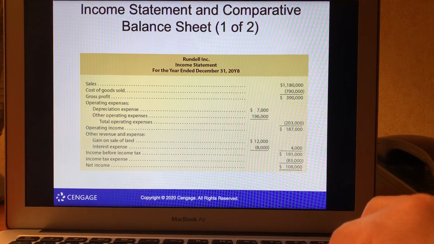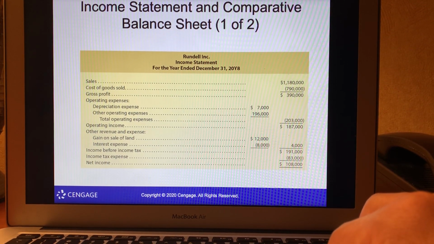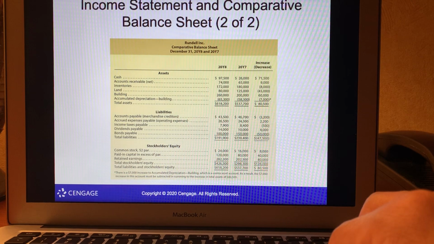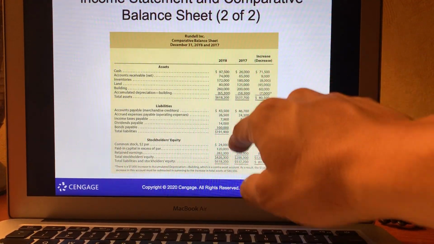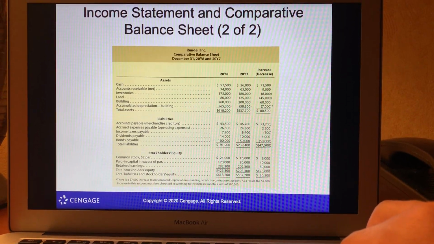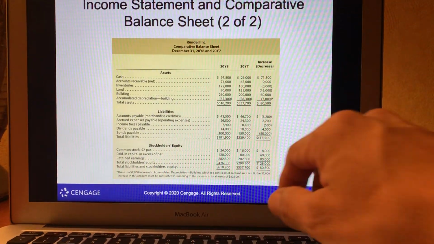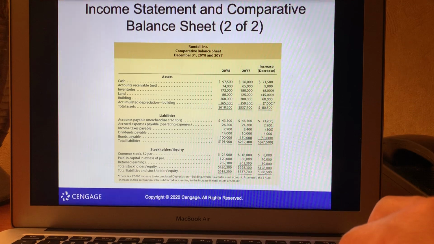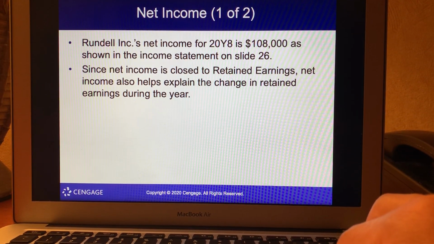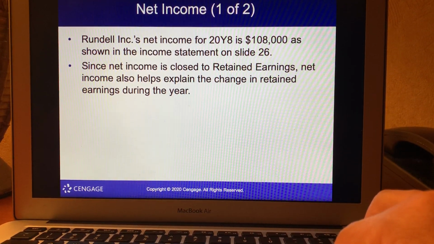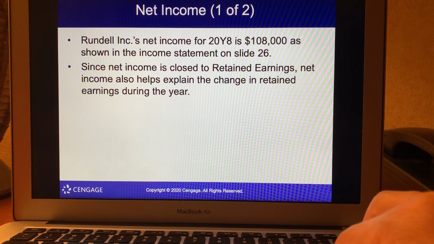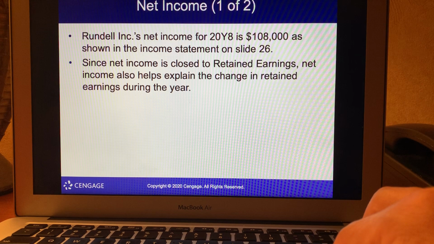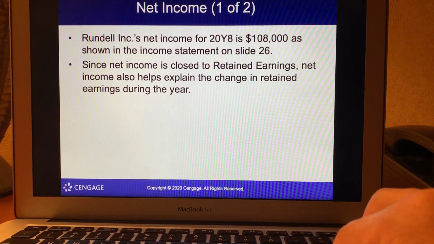So this is what it looks like, and then here's the comparative balance sheet. Notice the comparative means you're comparing it from one year to the next, and then you're looking at increases and decreases over on the right. Net income for Rundell is $108,000.